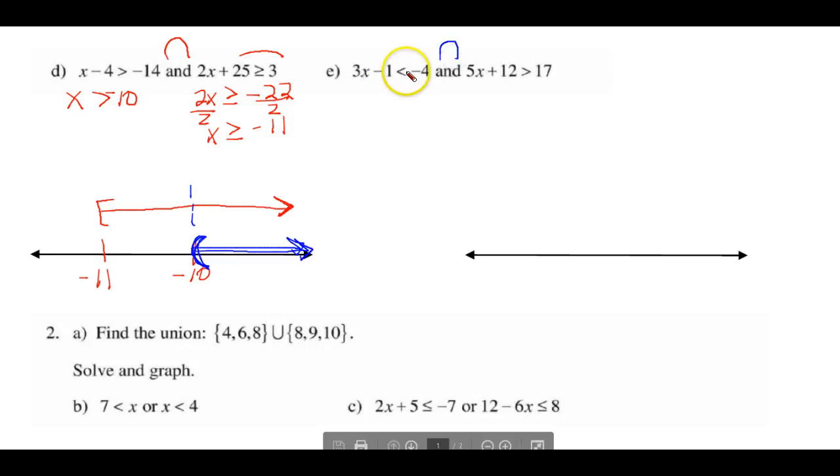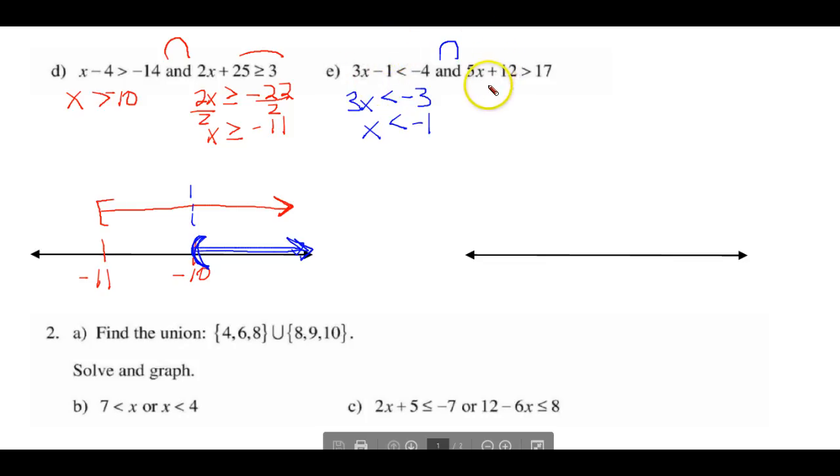So we do this one the same way. We have 3x is less than, I'm going to transpose this -1 to the other side, where it becomes a +1, so this gives me a -3. Divide both sides by 3, I get x is less than -1. So I've solved this part.